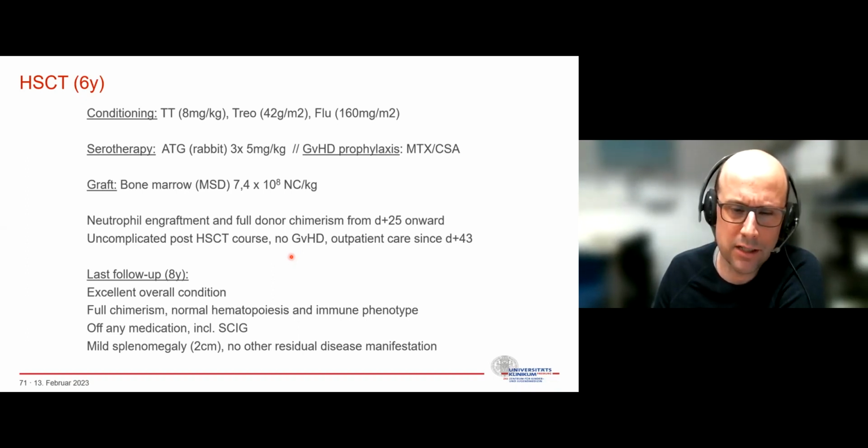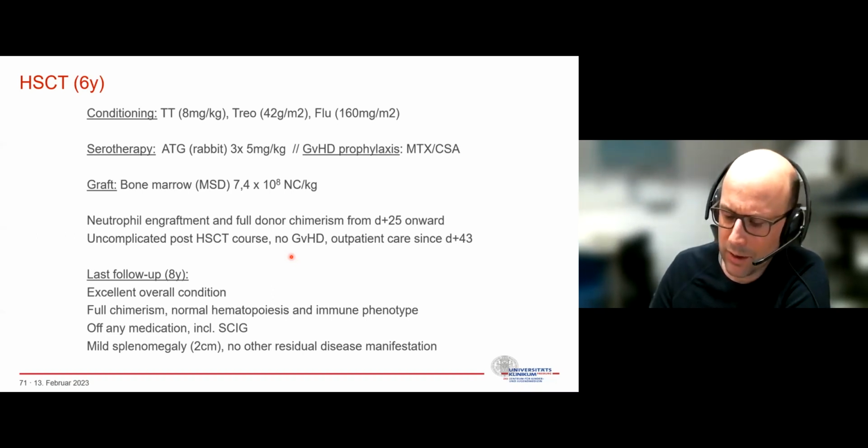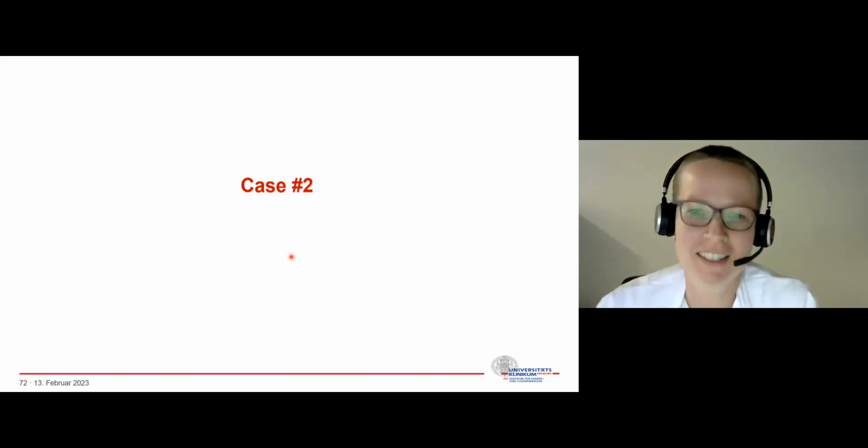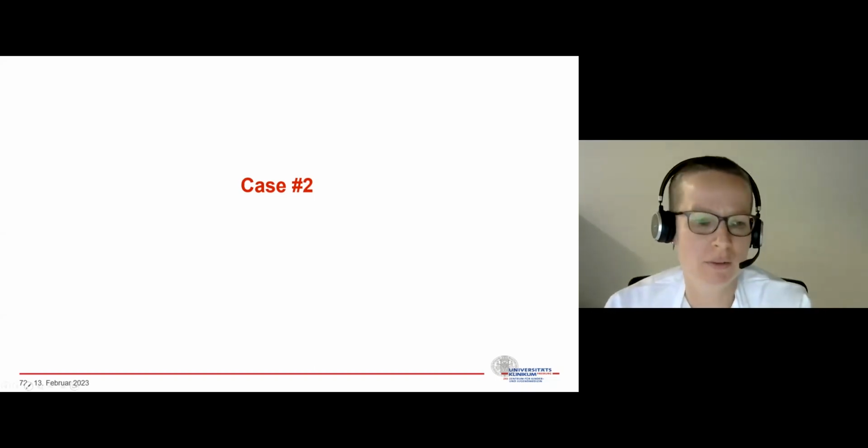He was off any medication, including subcutaneous immunoglobulin substitution. He remained with a mild, palpable splenomegaly, but otherwise no residual disease manifestation. So I hand over to Claudia now, who will present a second case from the adult department. Yeah, thank you, Carsten. We would like to share with you a case of a 45-year-old male.